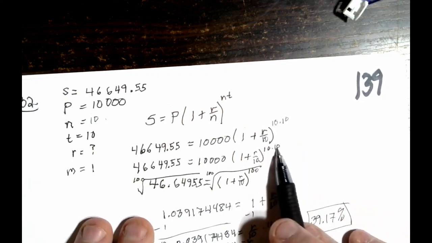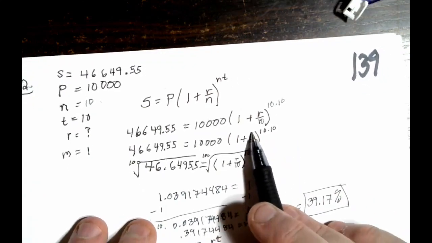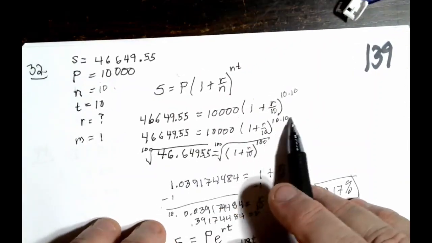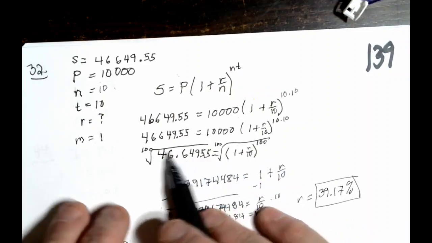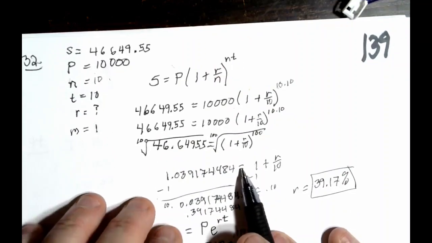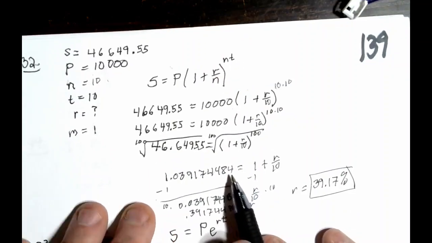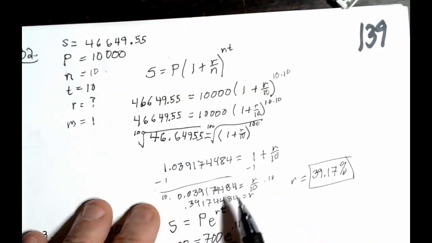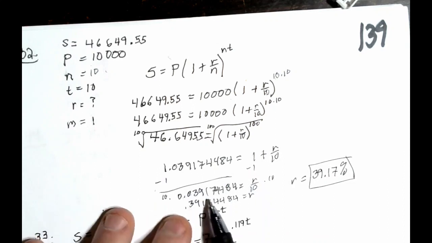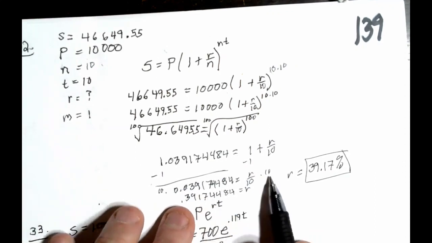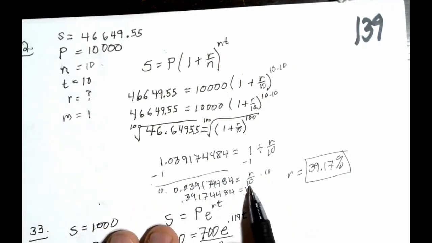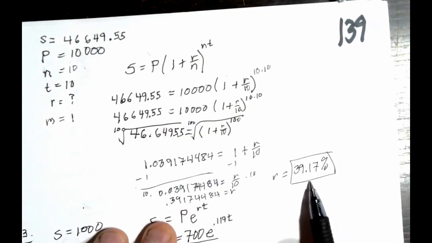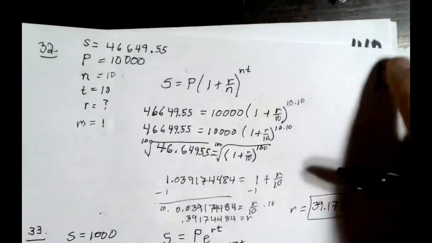So this is raised to the 100th power, not 10th. And this is R divided by 10, which I didn't have before. If this is the 100th power, you have to take the 100th root, or raise it to the 1 over 100th power. And you get 1.039, which is a lot more reasonable than 193. Subtract 1 and you get 0.039. Multiply by 10 to get rid of the 10 on the denominator of the R. And you get 0.3917, which is your interest rate for that one.